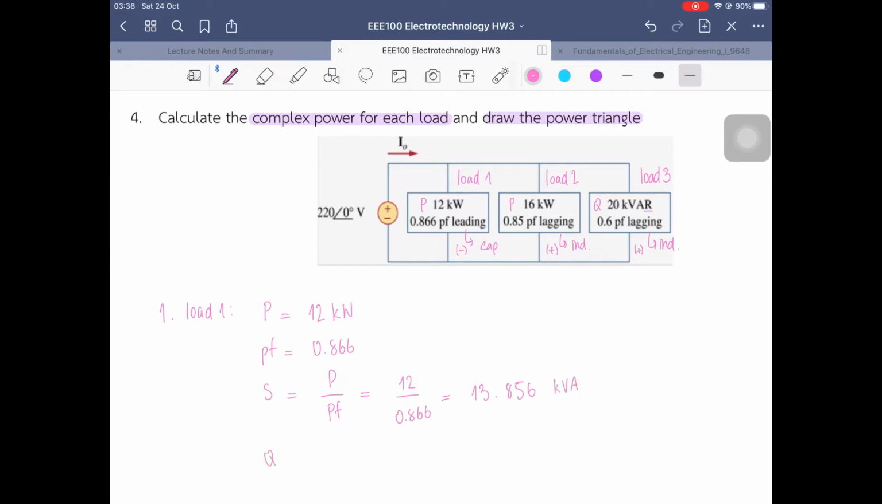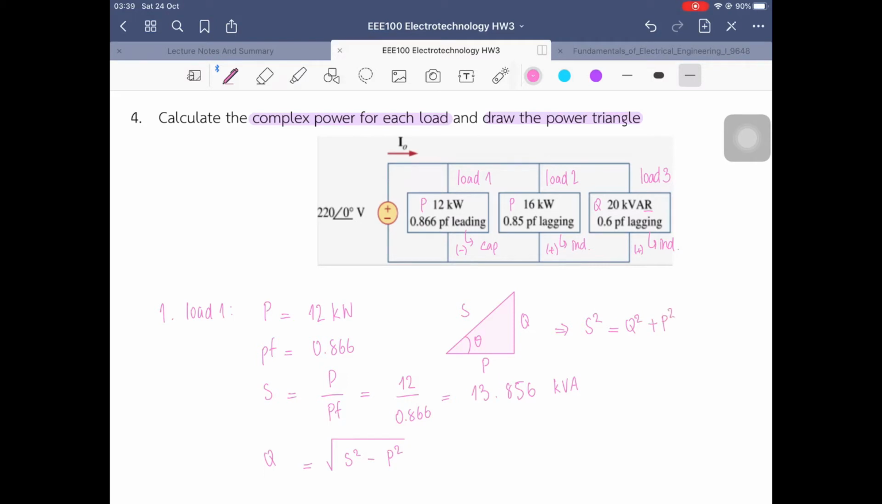So you have to calculate S, and after that you can find the Q, and the Q is also easy to find because Q is just the square root of S squared minus P squared, from the Pythagorean rule. So we have the right triangle, and we have S, P, and Q, and the angle theta. We have seen the formula so many times already.